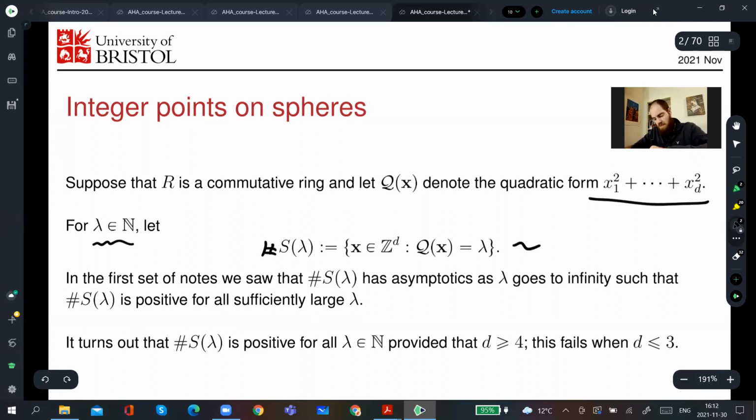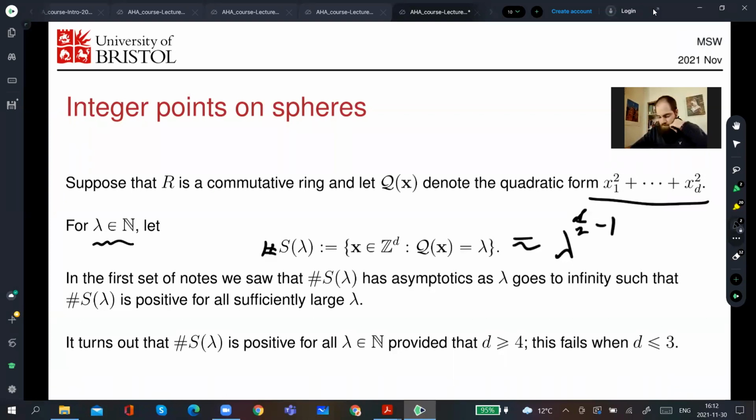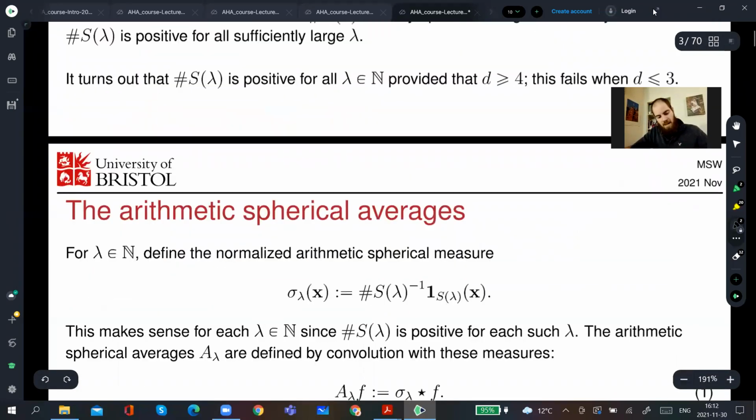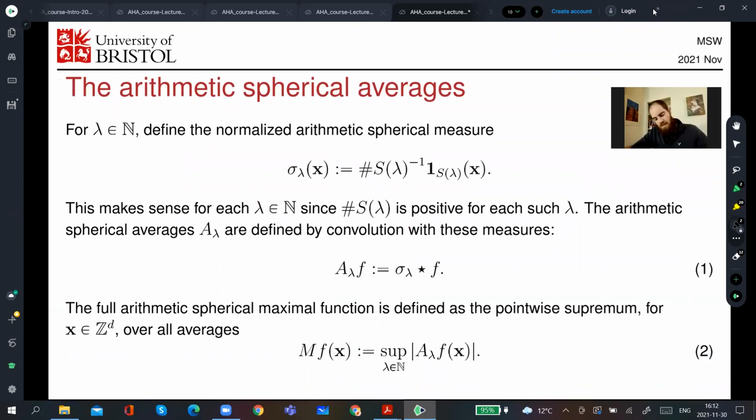The number of such points grows like, up to some constants I won't pay too much attention to right now, lambda to the d over 2 minus 1. And we use these to define our spherical averages by just taking the probability measure supported on that set. So we normalize it by the number of points, and we take our average to be just convolution with that measure. These are probability measures, so it makes sense to define a maximal function, which is just taking the biggest average at every point x.